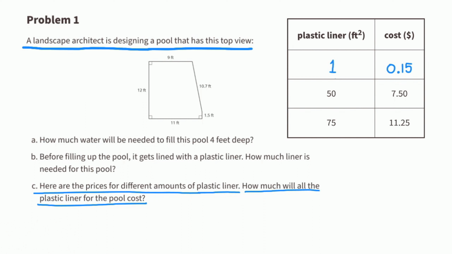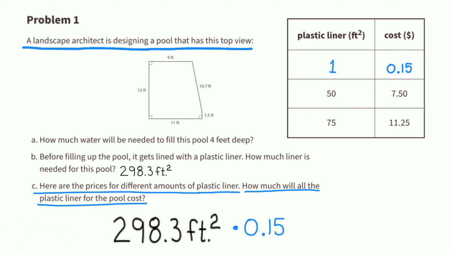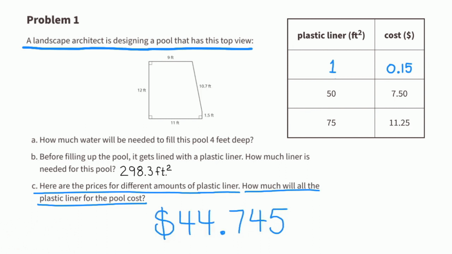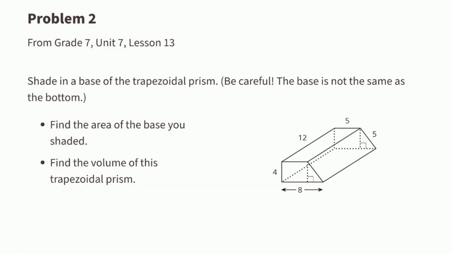So we can figure out the price by multiplying 298.3 square feet of liner times 15 cents. The total cost for the pool liner would be $44.75.